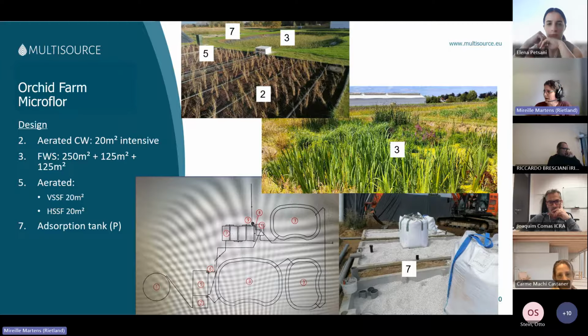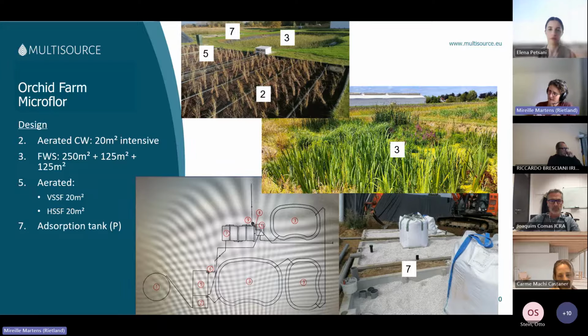So it's a pumping area, but that is the location where we add the carbon source. If the carbon source is mingled in the basin, in the tank, then it's pumped to number 5. And number 5 is again an aerated wetland, first a vertical flow and then a horizontal flow.